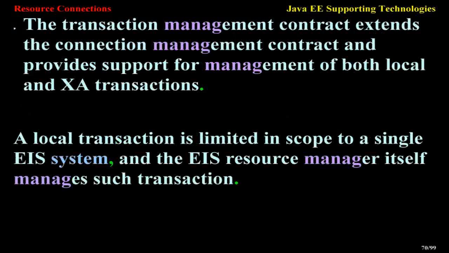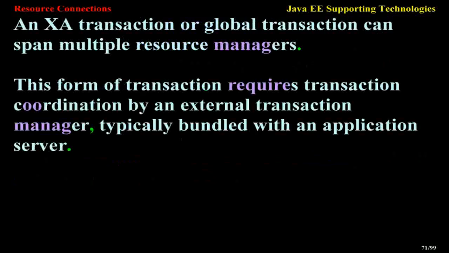The transaction management contract extends the connection management contract and provides support for management of both local and XA transactions. A local transaction is limited in scope to a single EIS system, and the EIS resource manager itself manages such a transaction. An XA transaction or a global transaction can span multiple resource managers. This form of transaction requires transaction coordination by an external transaction manager, typically bundled with an application server.